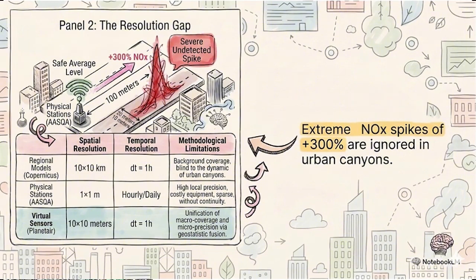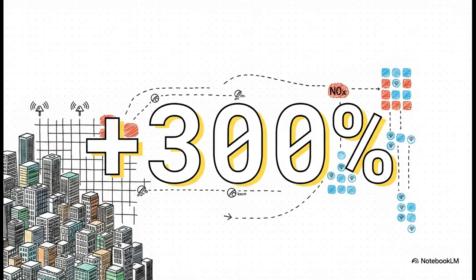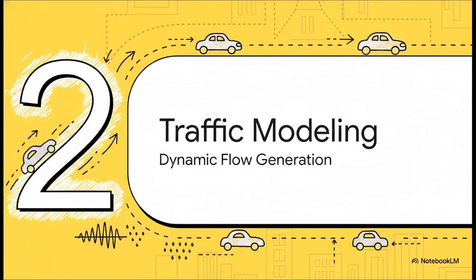To put a precise metric on this error margin, we are talking about a massive plus 300% magnitude of undetected NOx variance. Think about that. If our baseline misses a 300% spike just because the nearest physical sensor is a kilometer away, our models are basically fundamentally flawed. And this is exactly why we have to engineer virtual sensors down to a 10 by 10 meter resolution. Section 2, dynamic traffic modeling.